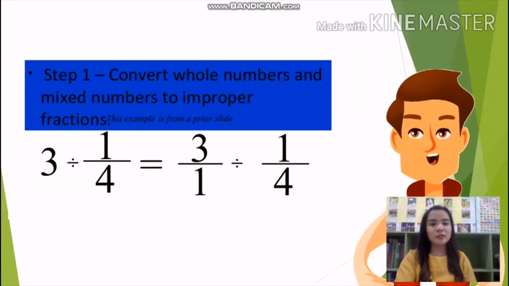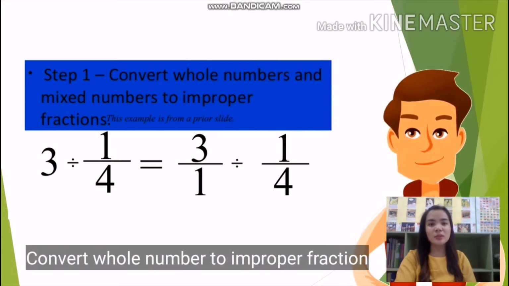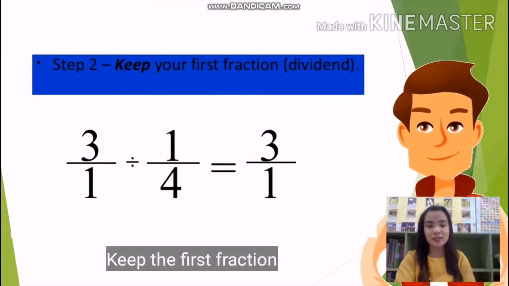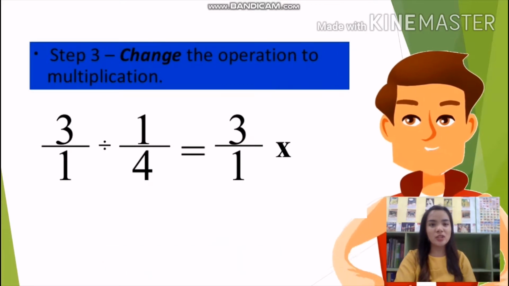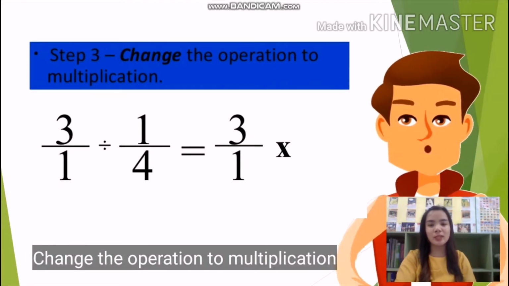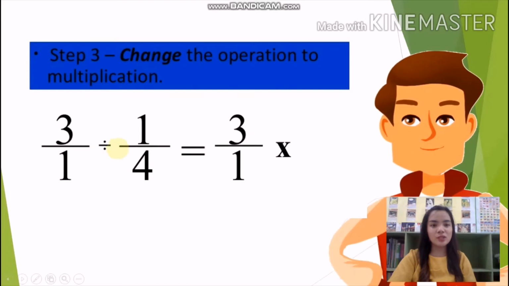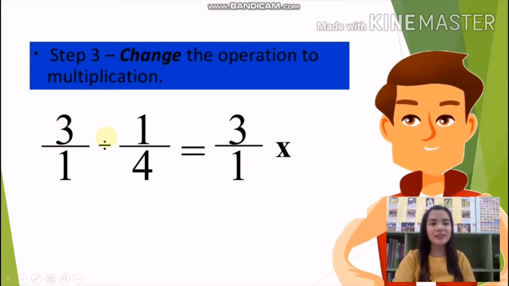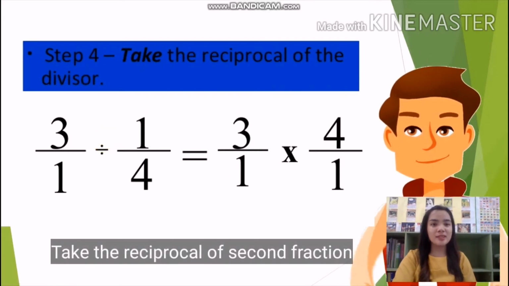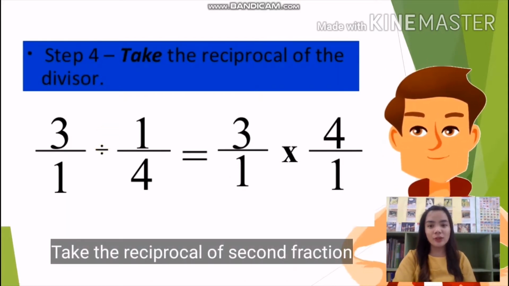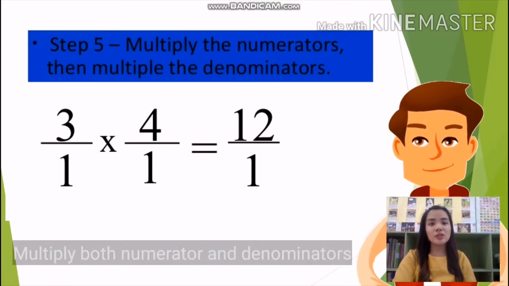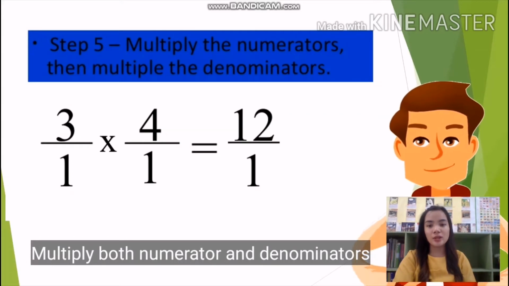So step 1, convert whole numbers and mixed numbers to improper fractions. Second step, keep your first fraction as your dividend. And then third step, change the operation to multiplication. So instead of division, we're going to change it to multiplication. Then fourth step, take the reciprocal of the divisor. Then multiply the numerators and the denominators.